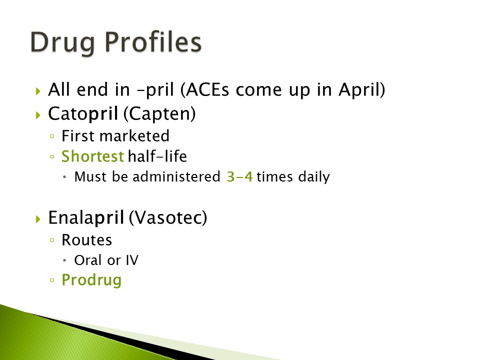Okay, so the profiles. ACEs come up in April. They all end in that PRIL, so they're super easy to identify. And I've got them bolded on your PowerPoint, which now that I look at it, maybe I should have put them in green because the bold is a little hard to see. But you can see how they all end in that PRIL. So it doesn't matter what letters I put on the front part of that name. If it ends in PRIL, it's an ACE inhibitor, and it's going to follow the same rules that we've talked about. It's going to cause a cough.